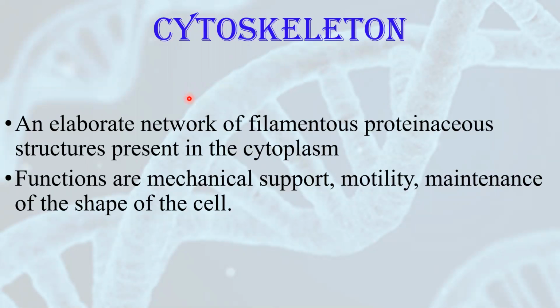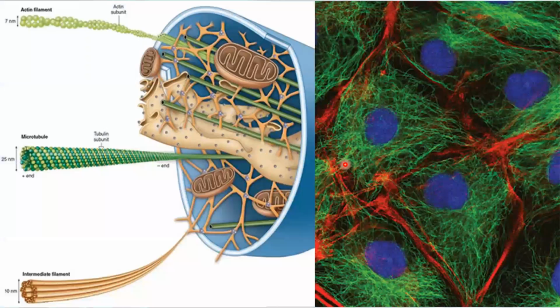Functions of cytoskeleton in cell are mechanical support. It provides mechanical support to the cell. They are responsible for motility of the cell. In amoeba, pseudopodia formation and all is carried out with the help of cytoskeleton. It is also responsible for maintaining the shape of the cell.